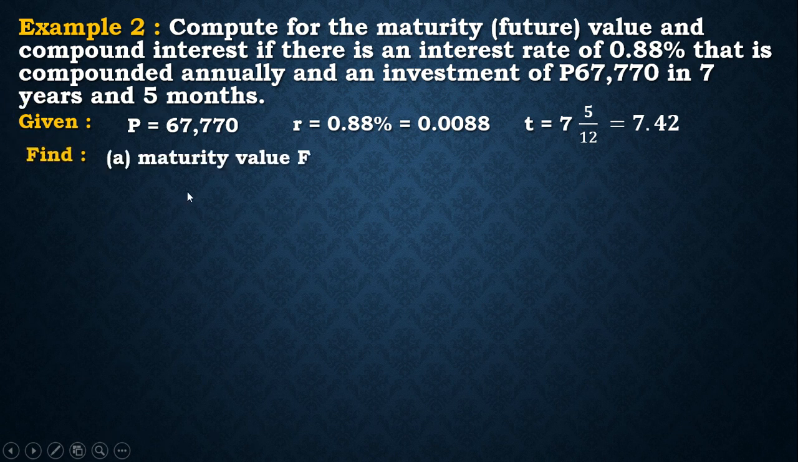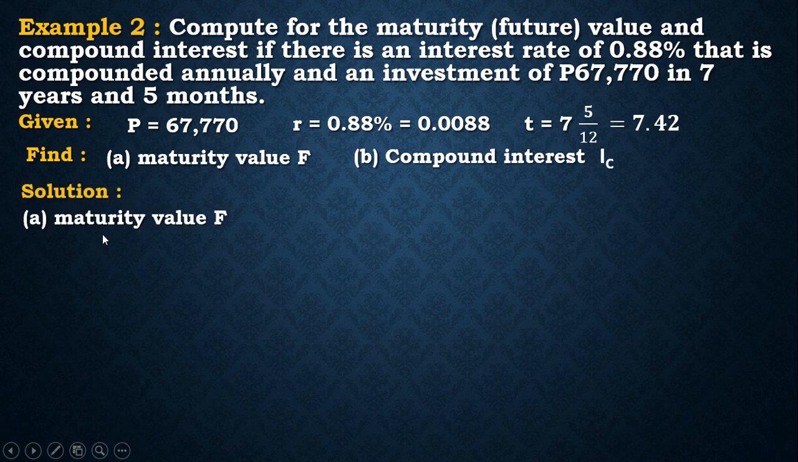And then we have to find the maturity future value F and the compound interest. Okay, solution. Kunin muna natin ang maturity value F, and that is F is equal to P times 1 plus R raised to T, or term. So this is principal multiplied by 1 plus the rate raised by the term.